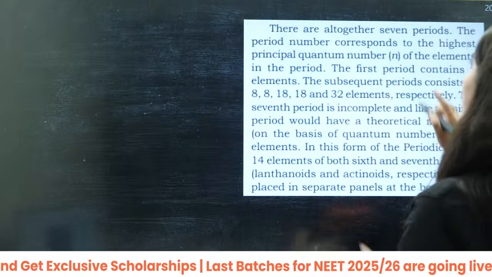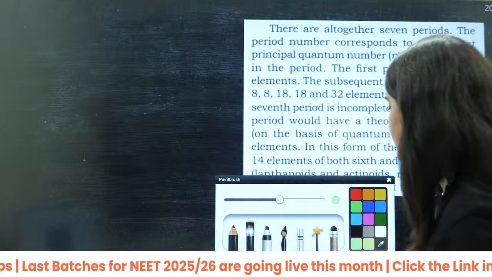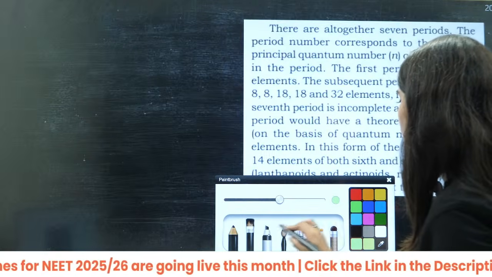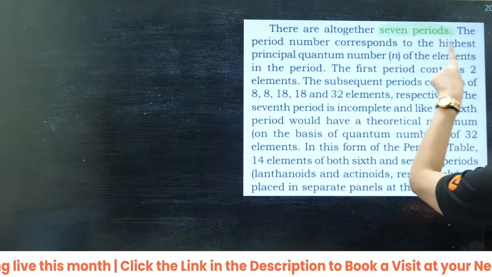Then there are altogether 7 periods. He said that there are 7 periods. Oh my God, there are 7 periods. He said that there are altogether 7 periods. Period number corresponds to the highest.